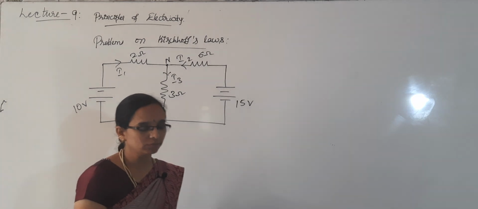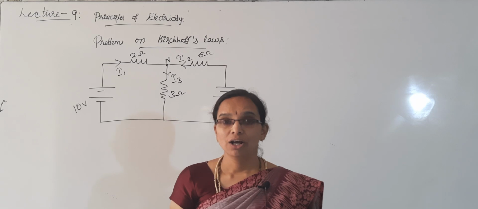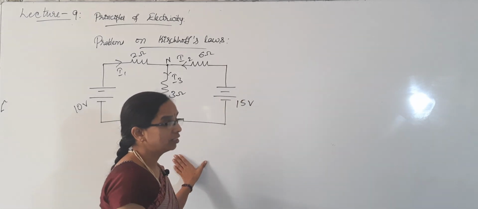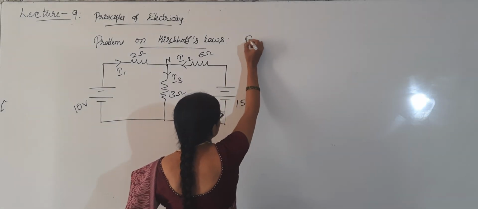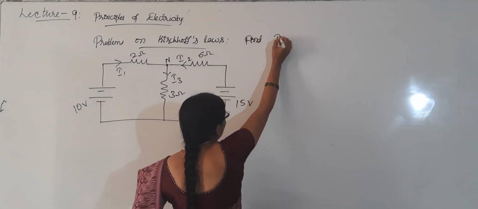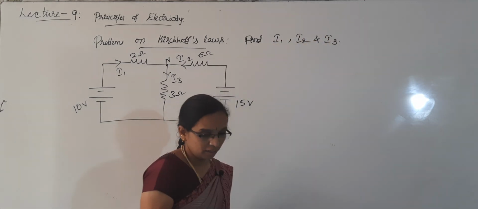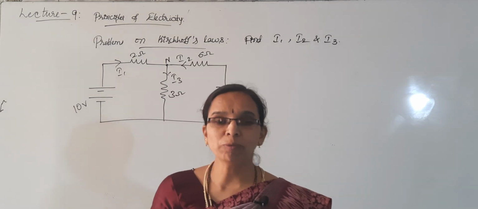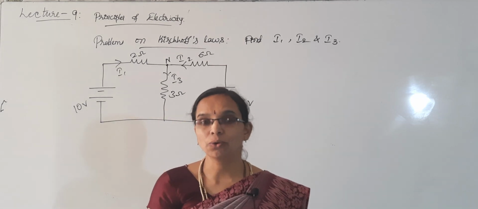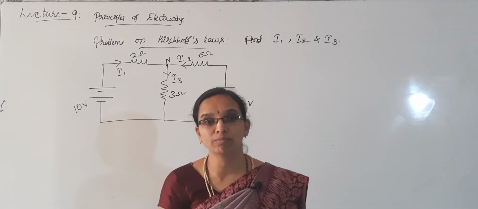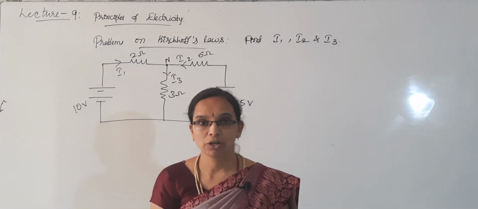Today please take the notebook, calculator and pen, and start writing the problems first. Whatever problems I am going to cover today are on Kirchhoff's laws. You have to write down the circuit. In every problem we are going to find the branch currents, I1, I2 and I3. And I will solve the problem slowly, as yesterday. Please understand the problem. These problems will be asked for 5 marks in the examination.